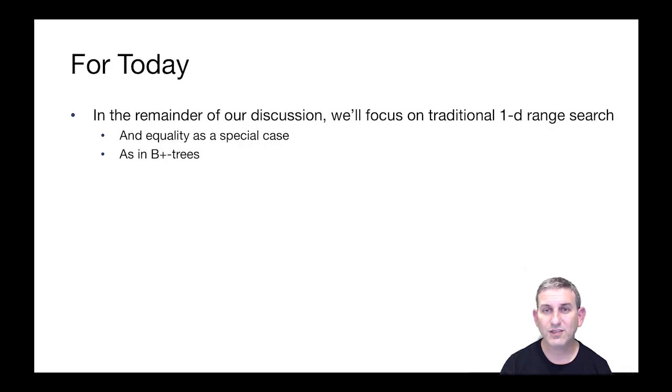For the remainder of our discussion today, we are going to focus on traditional one-dimensional range search, with equality as a special case of range search, and equality is a very narrow range. It's an infinitely small range. So we're going to look at equality queries, and we're going to look at one-dimensional range queries, just the sorts of queries we look at in B+ trees.